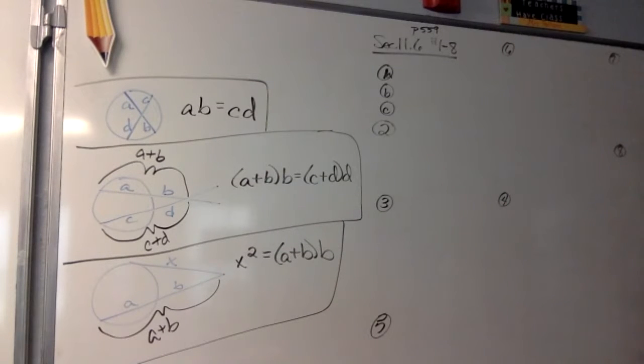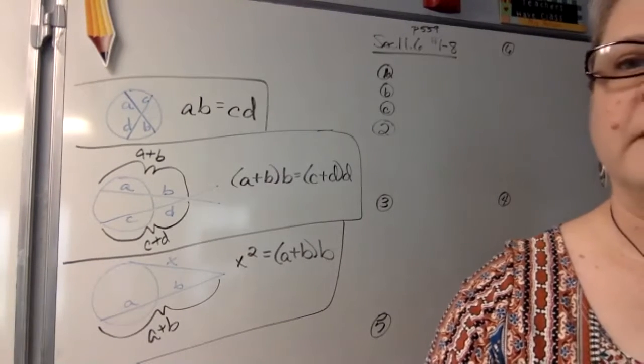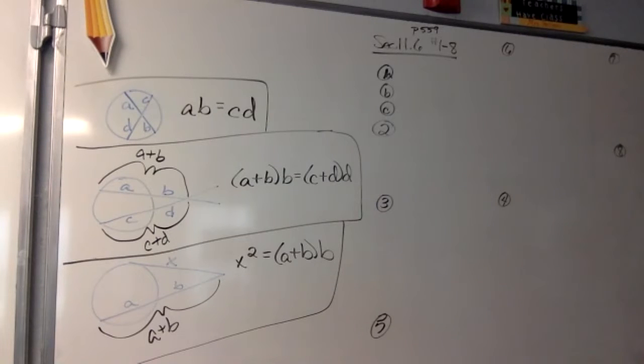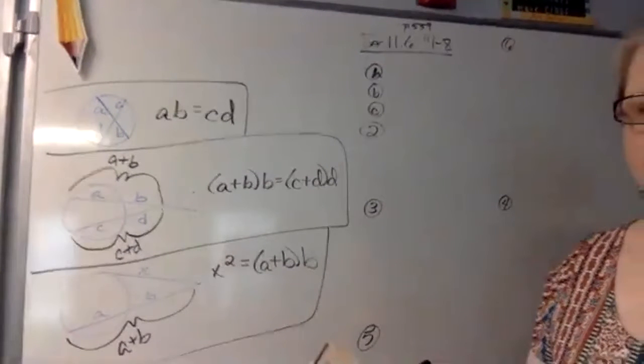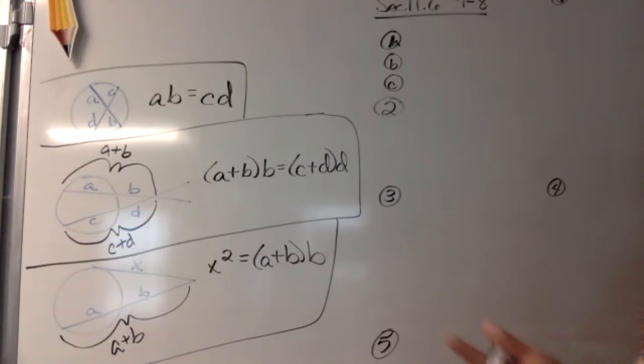Okay, so we're on page 559, and we're going to be just doing 1 through 8 of these. I've got my 3 rules here that I'm going to be using for number 1, parts A, B, and C. I'm going to see which one it looks like and then write the thing.